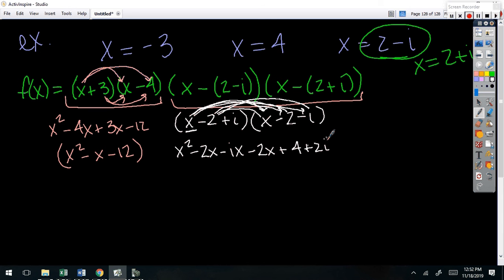Okay, last one. ix. Negative 2i. i squared, because it's i times i, right? All right, let's keep looking at the white part, okay? Tell me what you see that you can simplify right off.